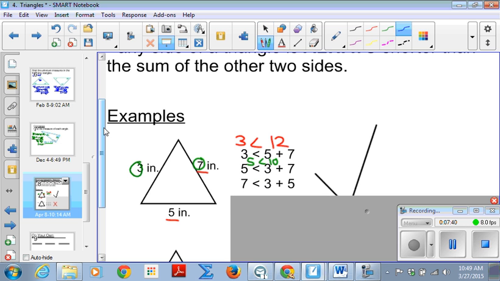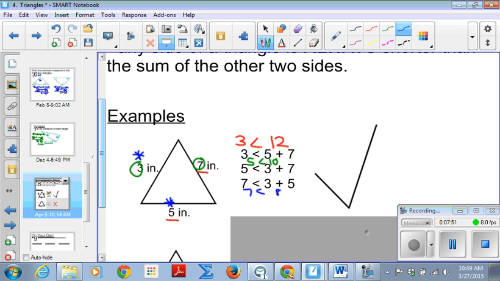Finally, we check the other one. Okay, we take 3 and 5. We have 3 and the 5. We add those together. Gives us 8. The remaining side of 7 is less than 8. Since all three inequalities are true, these are legitimate measures for a triangle.